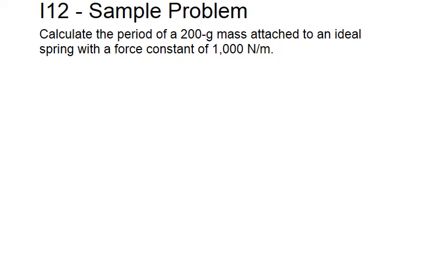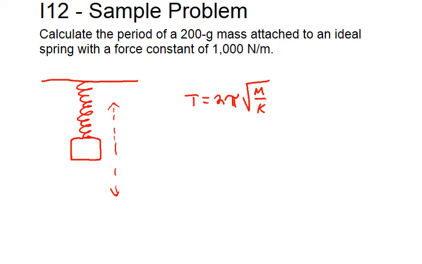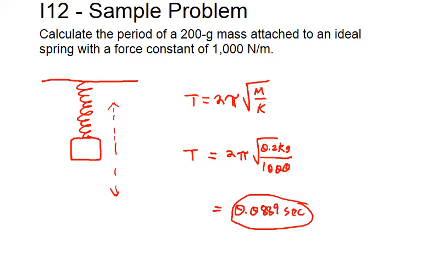Let's try this one as well. So we want the period of a 200 gram mass attached to an ideal spring. The force constant is 1,000 newtons per meter. So go ahead and give this a shot. And when you're ready to check, you can hit play to continue. All right. So for this one, you should get 0.0889 seconds.